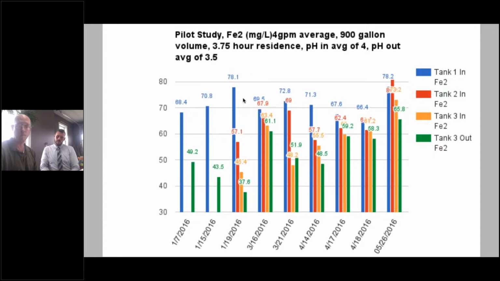And then, of course, we get up to our third sample set. The iron continues to go upward to 78.1 milligrams, and out of the back end of the third cell is a 37.6. Now, this is 4 gallons a minute. That's a good treatment rate for not that many actual systems. Not too many are running at 4 gallons per minute. And we'll talk a little bit more about the higher rates in the second study.